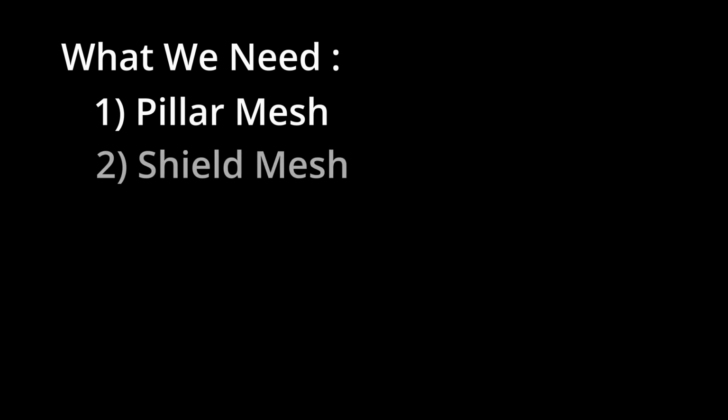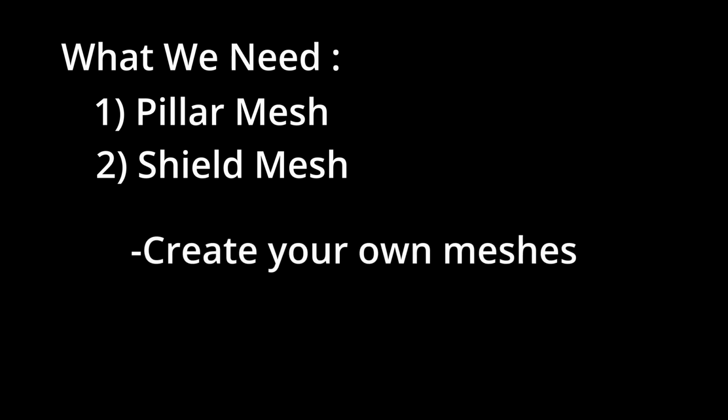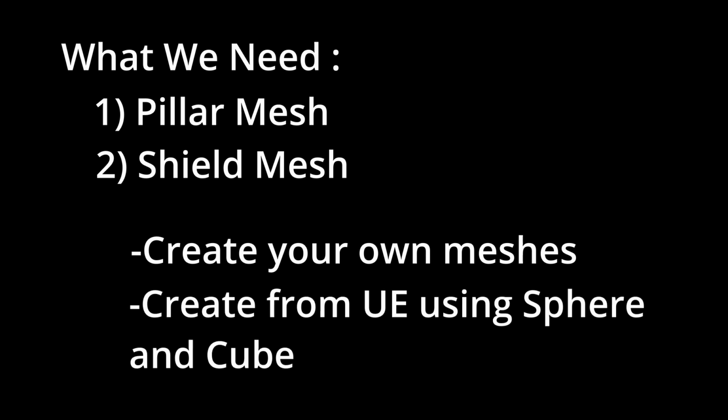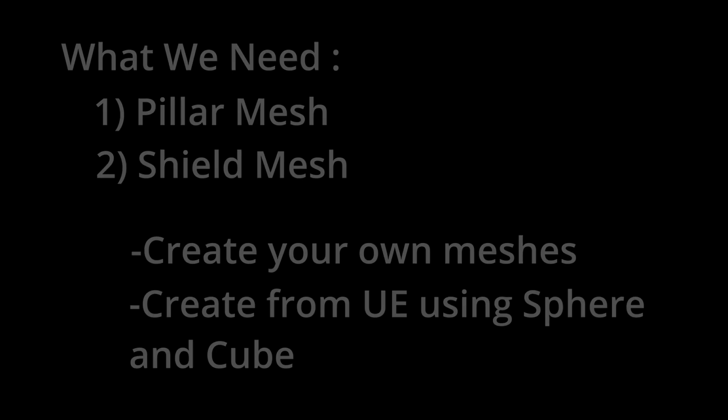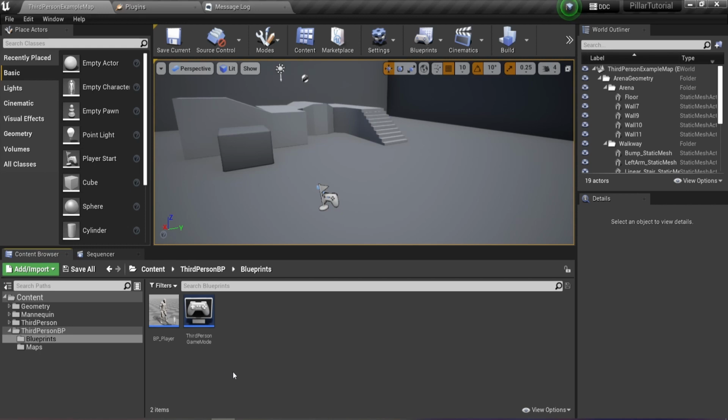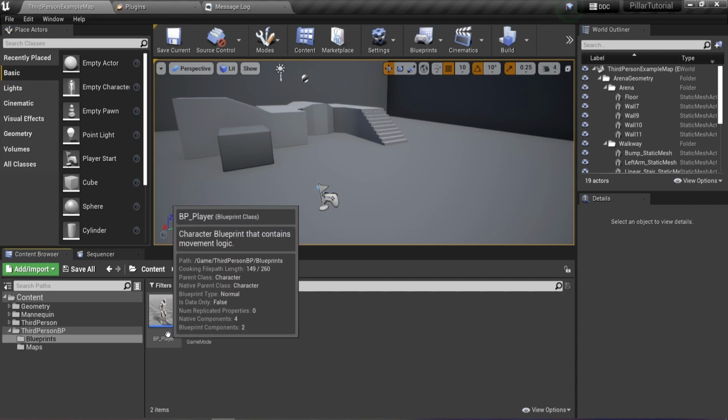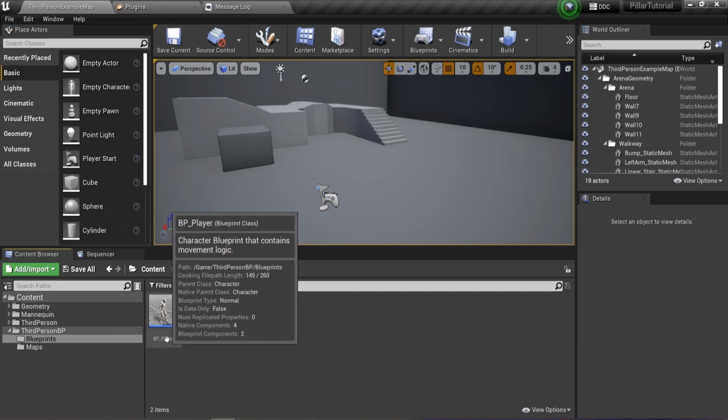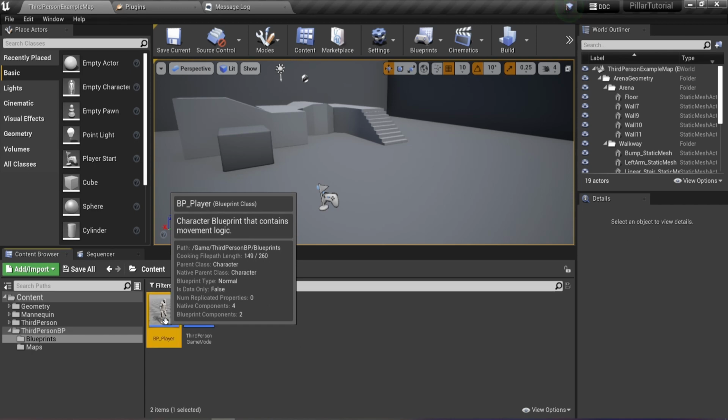What we need for this tutorial is pretty simple. Just two meshes is already enough. One is for the pillar and the other one is for the shield. You have two ways to prepare these two meshes: either you create your own pillar and shield, or you can just create it by using the sphere and cube meshes from Unreal Engine. In this tutorial, the character that I'm going to use will be this third person character here, and I've named it BP player. So just open it up.